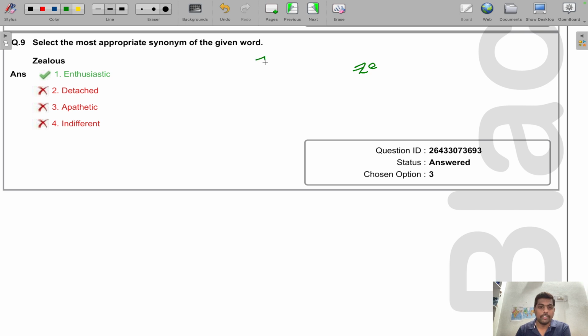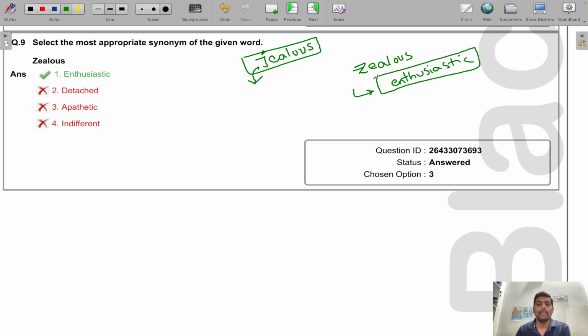Guys, there is a difference between jealous and zealous. Jealous means if you feel jealous about someone, you don't want that person to become superior to you. Zealous is completely different, guys. Zealous means you are enthusiastic or passionate towards something. Just remember this one, enthusiastic or passionate.